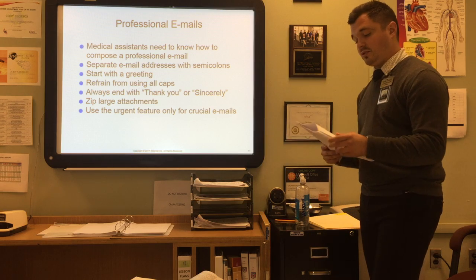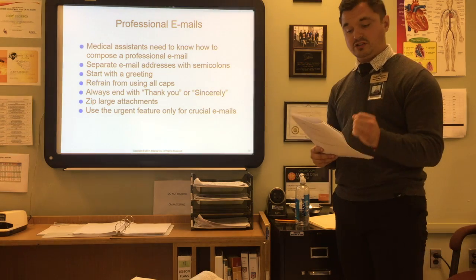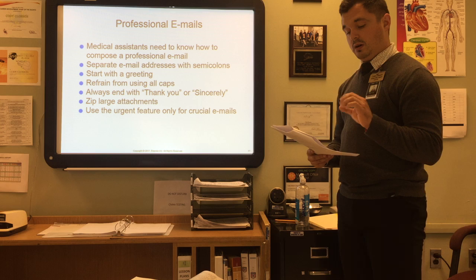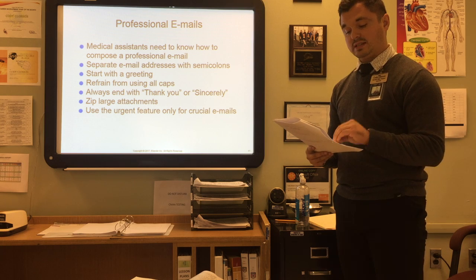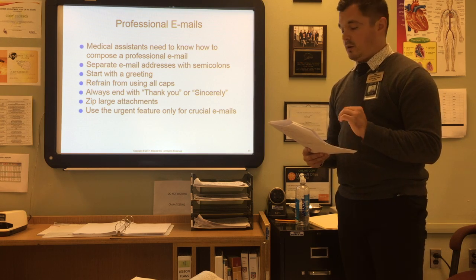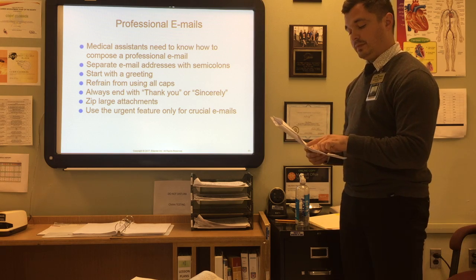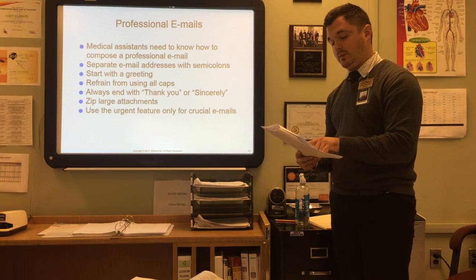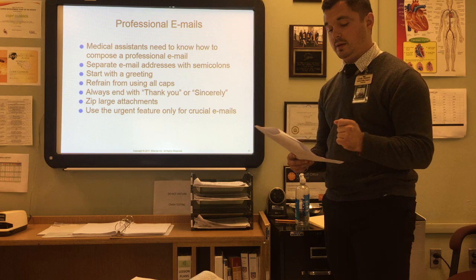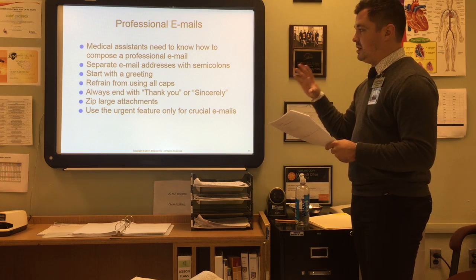So professional email. So the medical assistant needs to know how to compose a professional email. So this is the other part of your assignment here, okay? So on procedure 8.2, which you will do in your assignment, you'll have to compose that letter and send that email. So here's some tips.